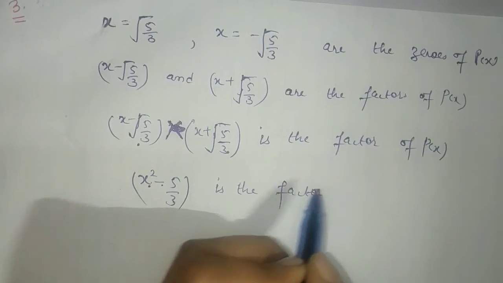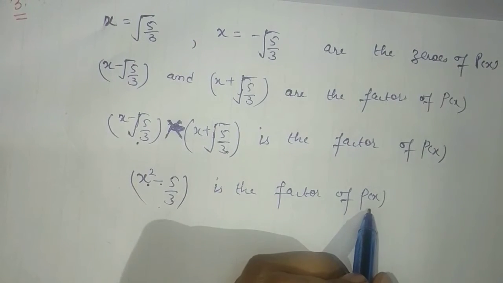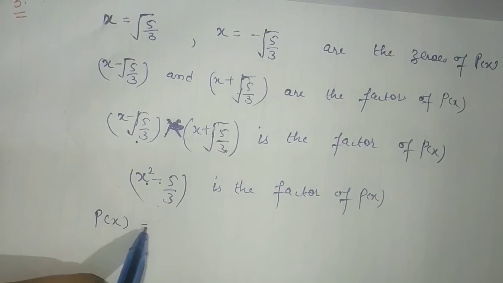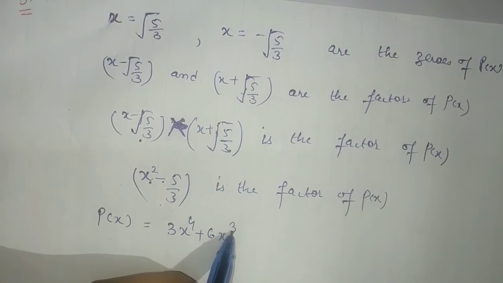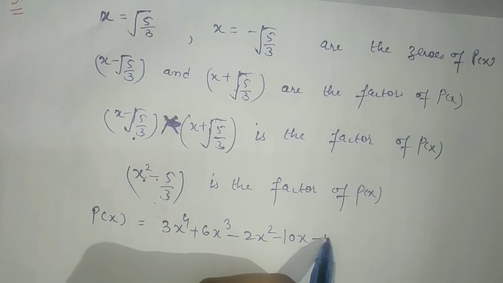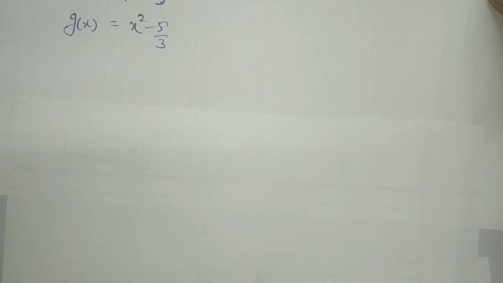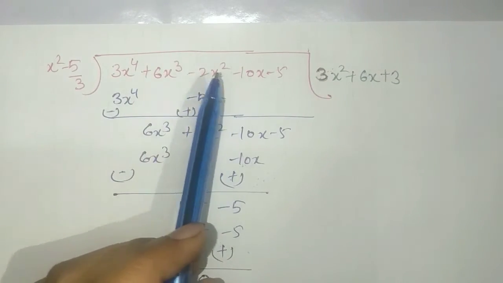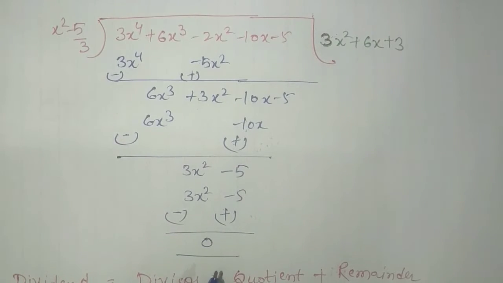Now if it is a factor of polynomial, then we can divide them. It is the gx. We know the px. What is the px? Px is 3x raised to power 4 plus 6x cube minus 2x square minus 10x minus 5. And we have gx is equal to x square minus 5 by 3. Now we will divide this. Here is the gx and here is the px. Now on dividing, I will get remainder as 0. Why remainder 0? Because gx was the factor of the px.